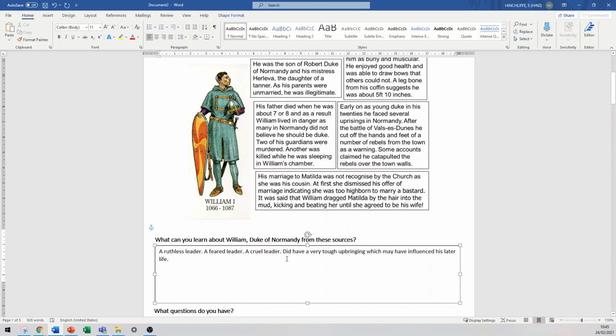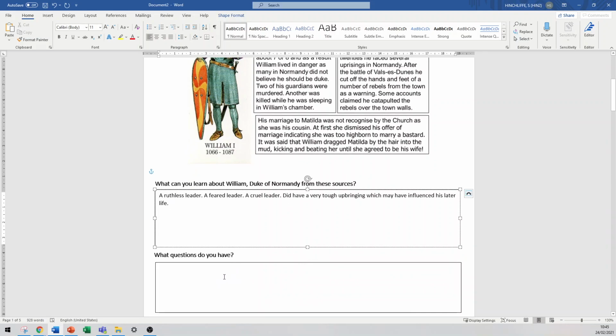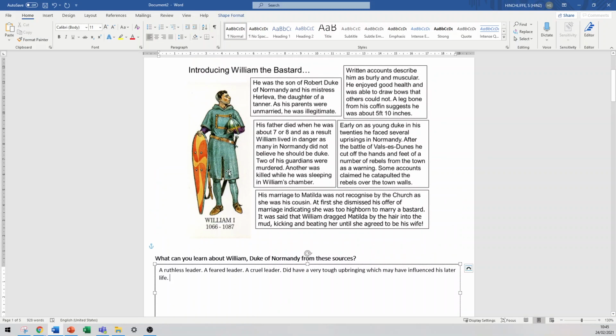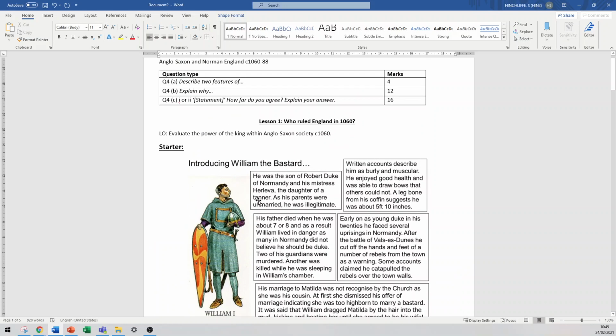So that's about William. Here's just an area for you to write down any questions you have about William, and if you do have any questions, you can post them to me, and I can answer any questions you do have on William. So just interesting to know him at first, to introduce him, the main idea of the course.